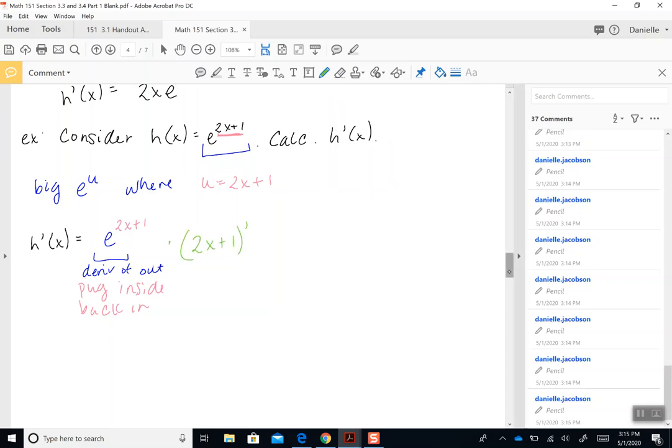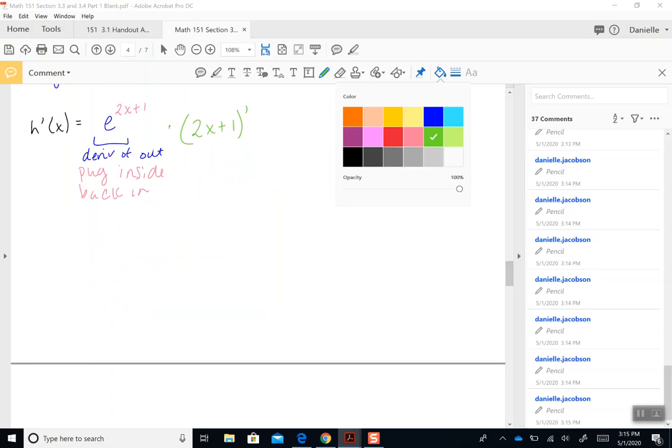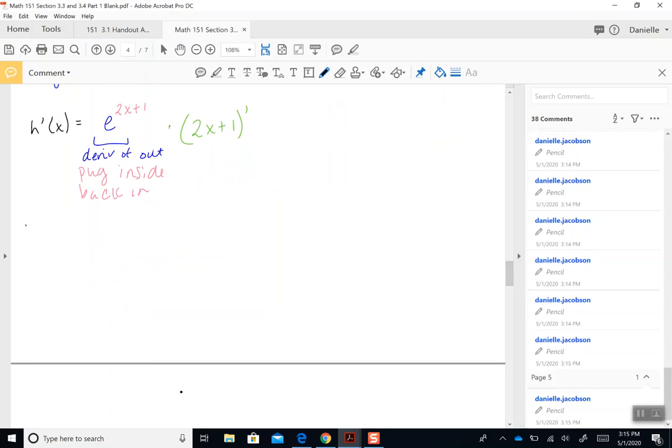So let's do our finishing steps on this. So when we complete this, we should get h prime of x being equal to e to the 2x plus 1 times 2. So I guess I'll just write the 2 out front. That looks a lot nicer.